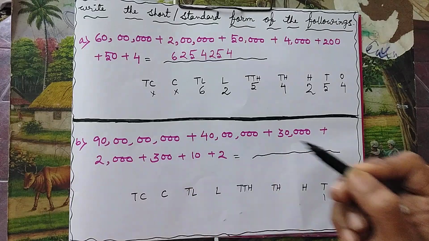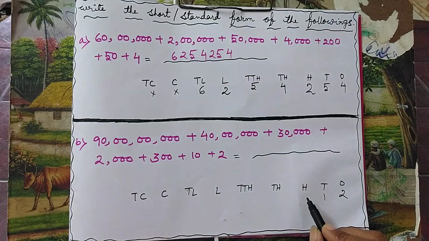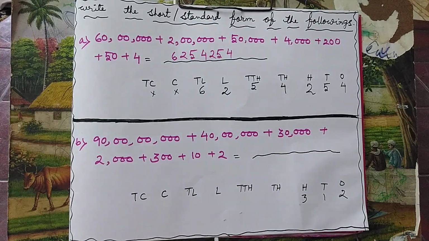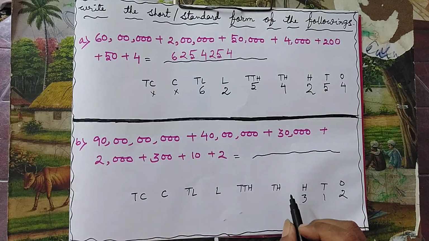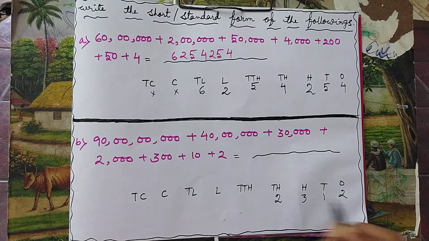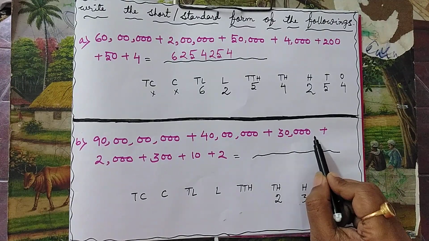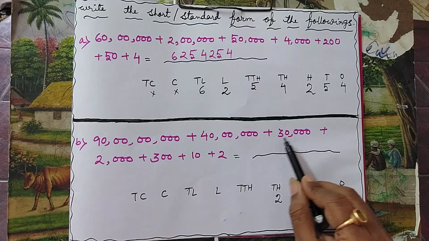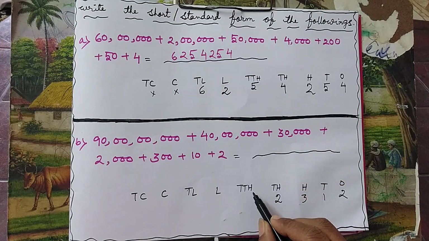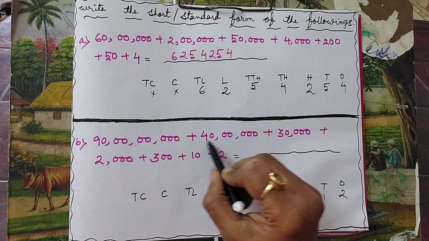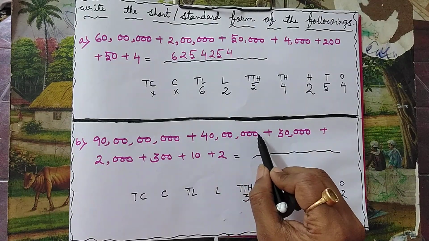2 zeros means it will go to hundreds place. 300. Write the digit 3. 2000. 3 zeros means it will go to thousands place. So you have to write 2. This number, 1, 2, 3, 4. 4 zeros are there. So 4 zeros means it will go to 10,000s place. So what is the digit? The digit is 3.